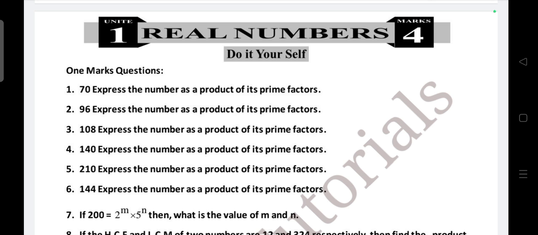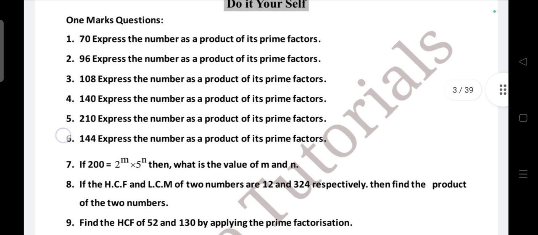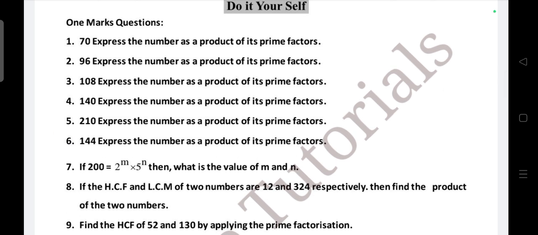So let's get started. First lesson, real numbers. Important question, 1 mark question: Express the number as a product of its prime factors. It may be any number. Some examples are there. Just practice this.